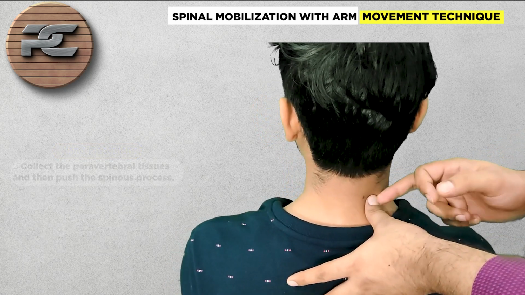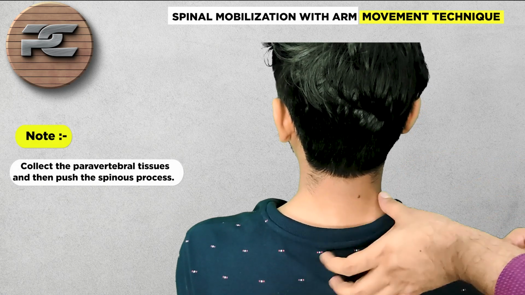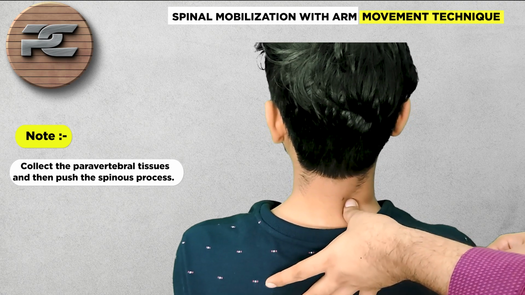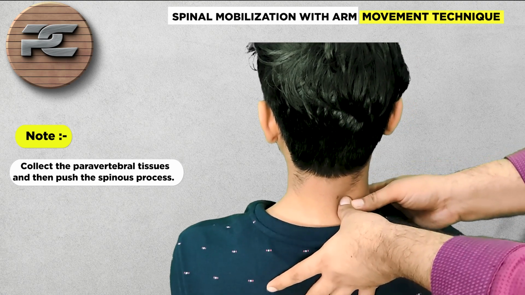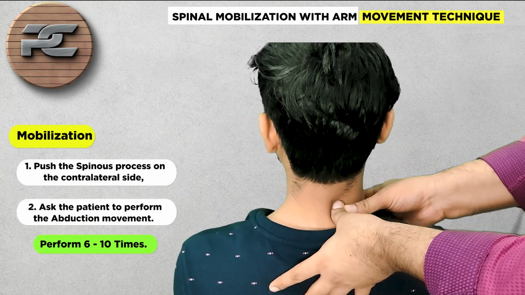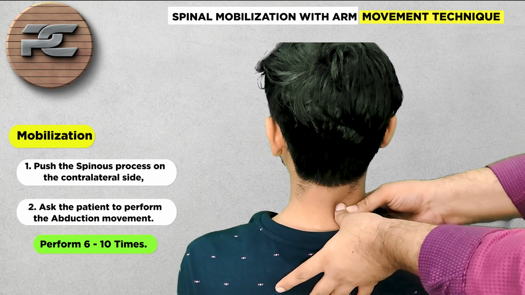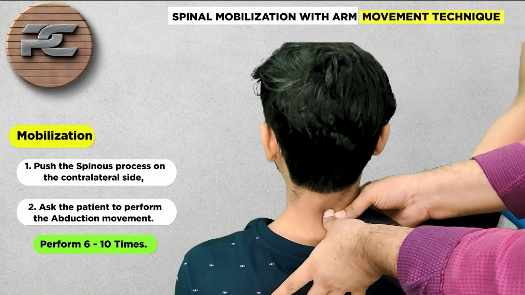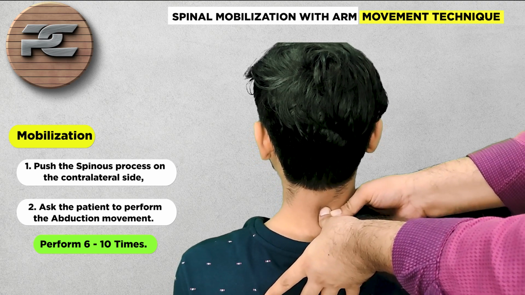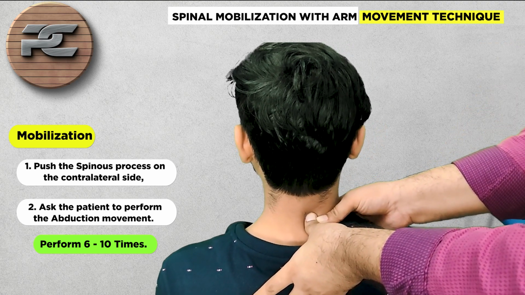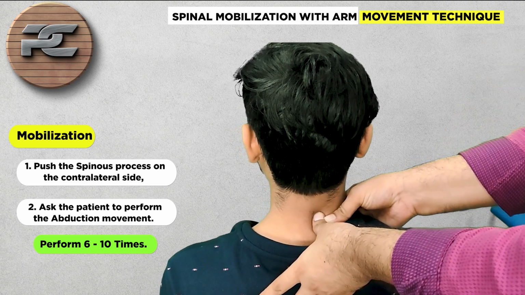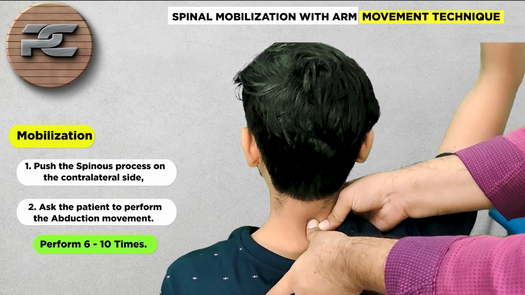Now, in order to keep the mobilization pain-free, we can collect some soft tissues paravertebrally and then push the spinous process. After pushing the spinous process on the contralateral side, we are going to ask the patient to perform the shoulder abduction movement, and we are going to maintain this glide. This movement needs to be performed around 6 to 10 times. So this is how we can relieve the shoulder pain that has its origin in the cervical spine.